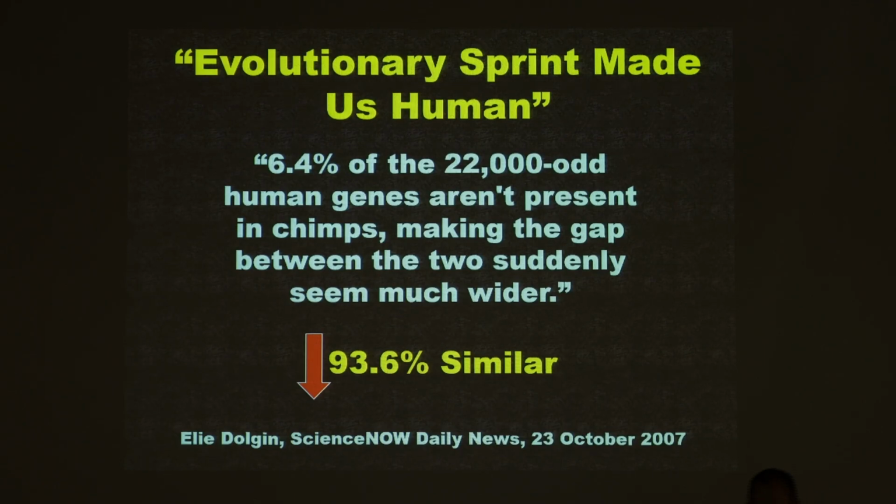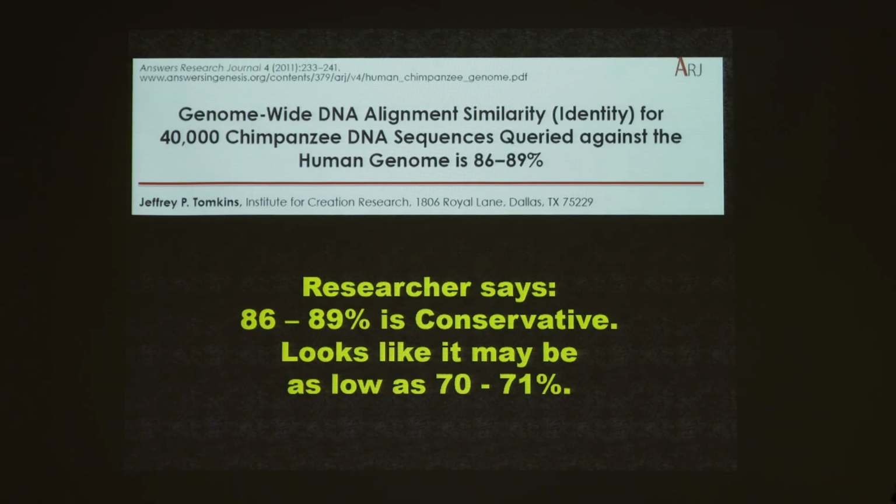And actually, that number even went down again. Here's 2007. 6.4% of the 22,000-odd human genes are not present in chimps, making the gap between the two suddenly seem much wider. You see, we're still unpacking the human genome today. We haven't fully done it, but they compared what was similar in the human genome to what was similar in chimps and said, oh, look, 99%. But as we're unpacking the human genome, we're realizing, oh, it continues to be less and less and less similar.